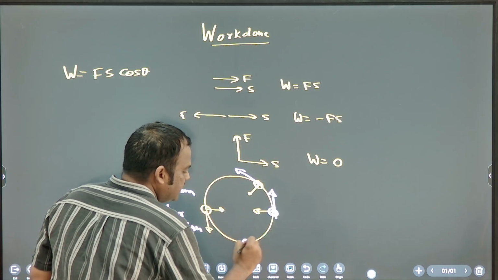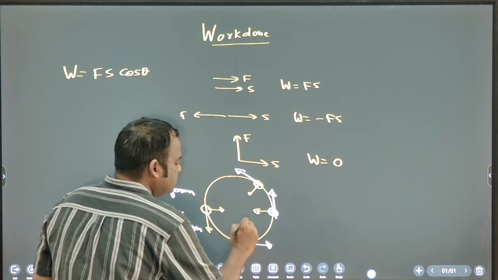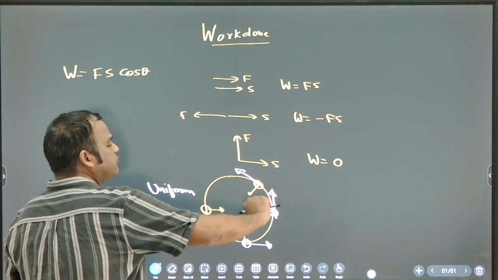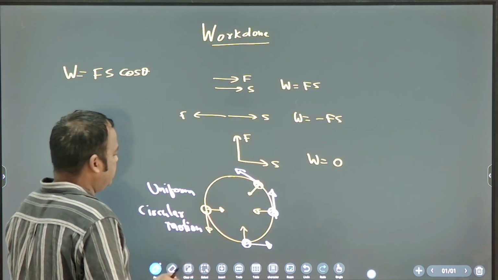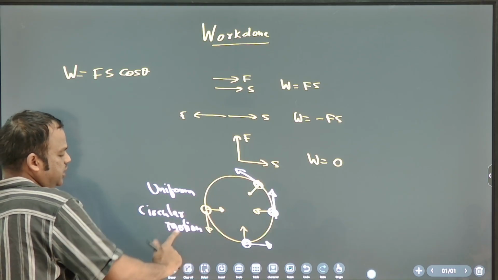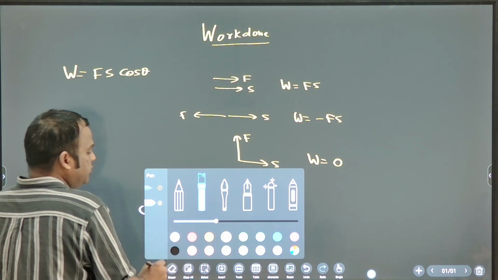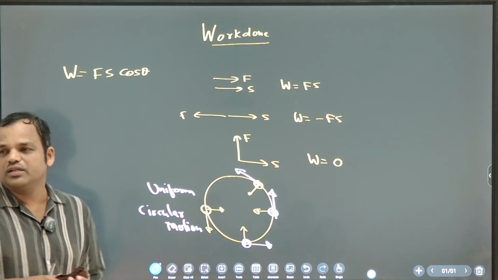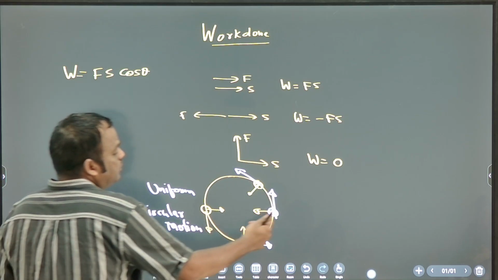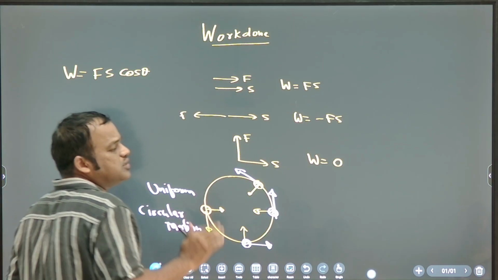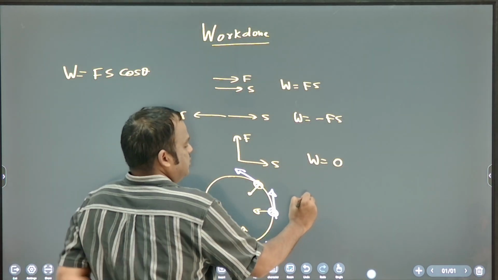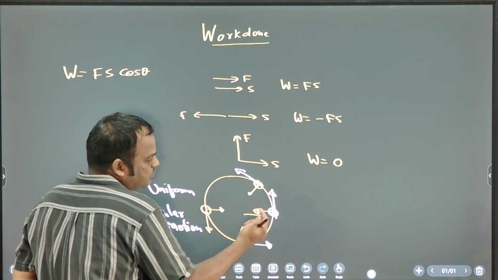When particle is here, this is velocity, this is force. So always velocity and force, what is the angle? 90 degree, correct? So in uniform circular motion, work done by centripetal force is 0 or non-zero? 0, because force is acting in which direction?